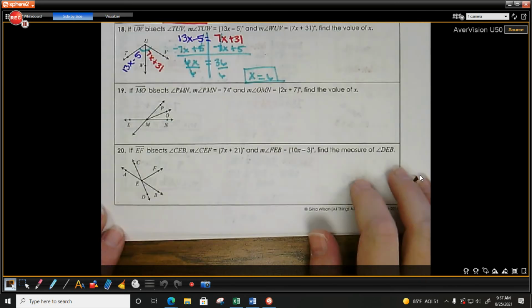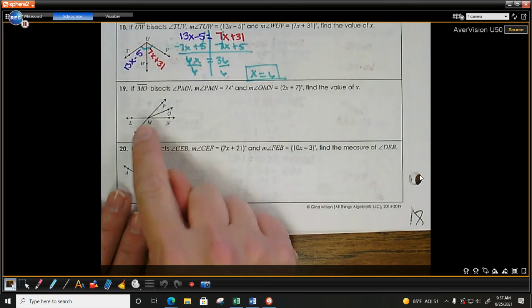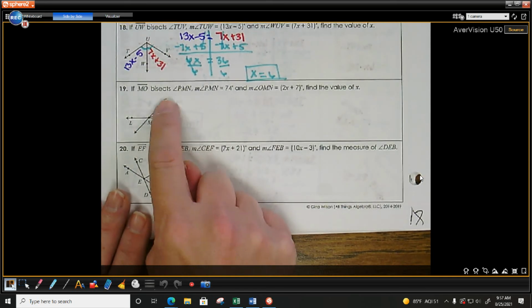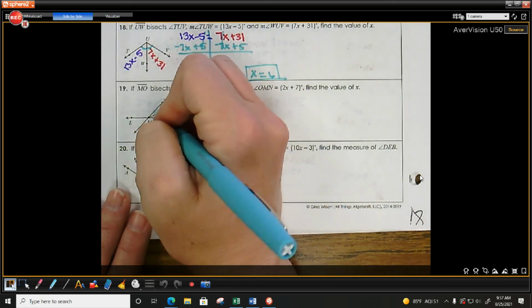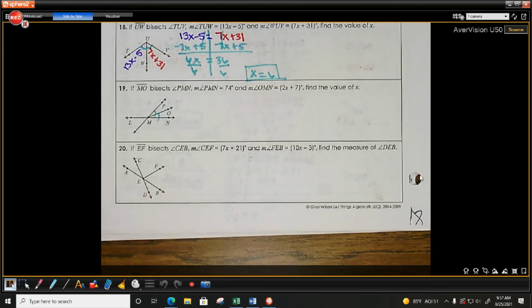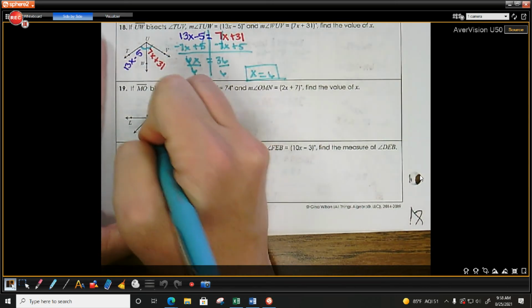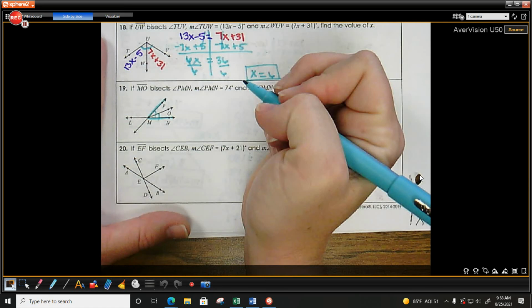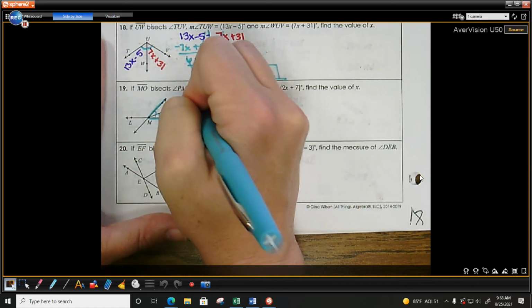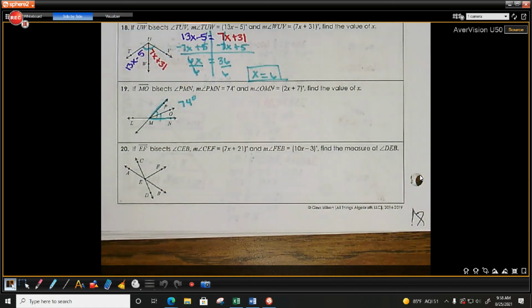Ray MO bisects angle PMN. So draw your little congruent pieces in your angles. Those two angles are congruent. The measure of angle PMN, so the whole angle, is 74 degrees. So let's just stop there. If the whole angle is 74 degrees, and the angle is cut into two congruent pieces, how can I figure out what each of the angles is? Just divide by 2. What's 74 divided by 2? So each of these is 37 degrees.